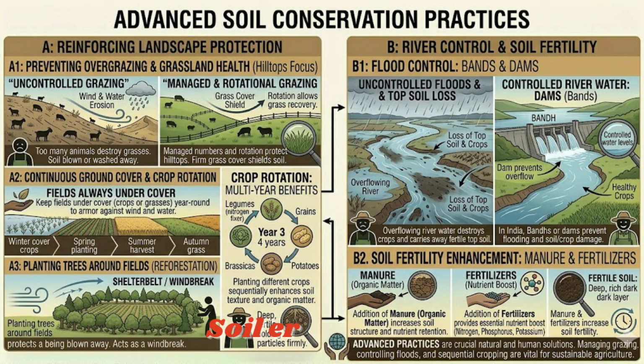Preventing overgrazing. Soil erosion can also be reduced by preventing overgrazing, especially on hilltops. The fields should always be under some crops or grasses to prevent the soil from being blown away by wind or washed away by water.